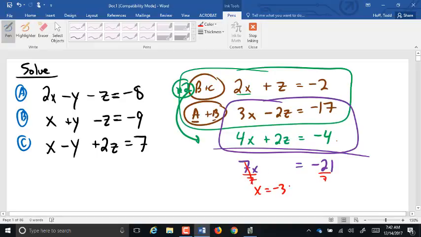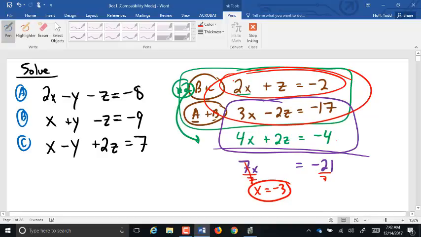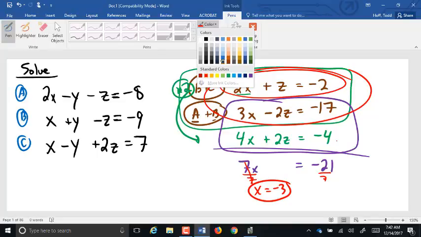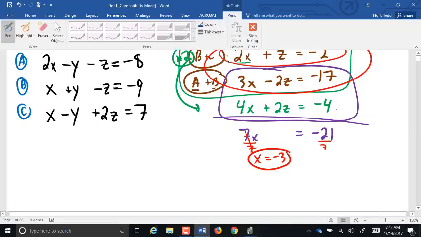x equals negative 3. Now we have to find one of the other variables. Now we go back through the order. We go backwards. The last set of equations we used were these, so I got to use my x equals negative 3 in there. I'm going to use the top one, 2x plus z equals negative 2. So yes, this is negative 6 plus z equals negative 2. We finished that off by, there you go, adding 6.